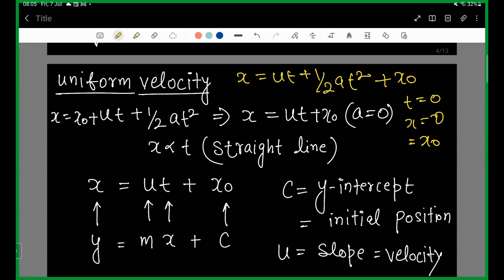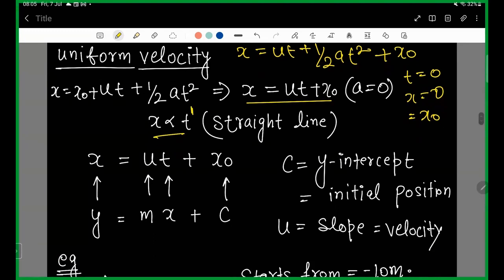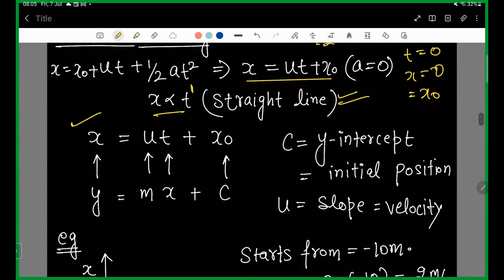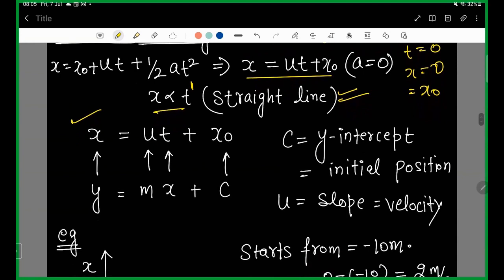And since the velocity is uniform, acceleration is 0. So your equation becomes x equals x0 plus ut, or ut plus x0. Now, you can clearly see x depends upon t, meaning t to the power 1. Whenever something depends upon power 1, you will get a straight line. This is very clear. So let's compare this. You have the equation x equals ut plus x0. Let's compare this with our straight line equation. I have taught you the straight line equation in graphical analysis: y equals mx plus c.